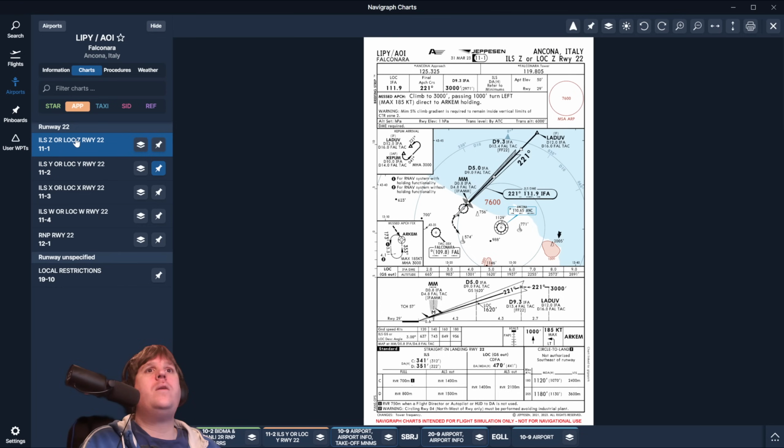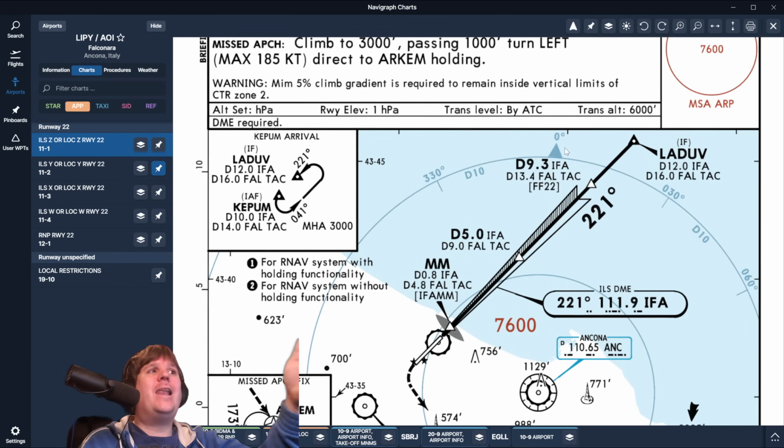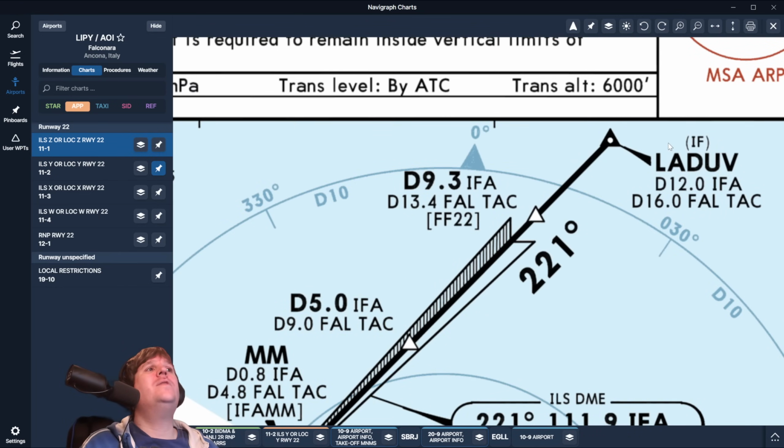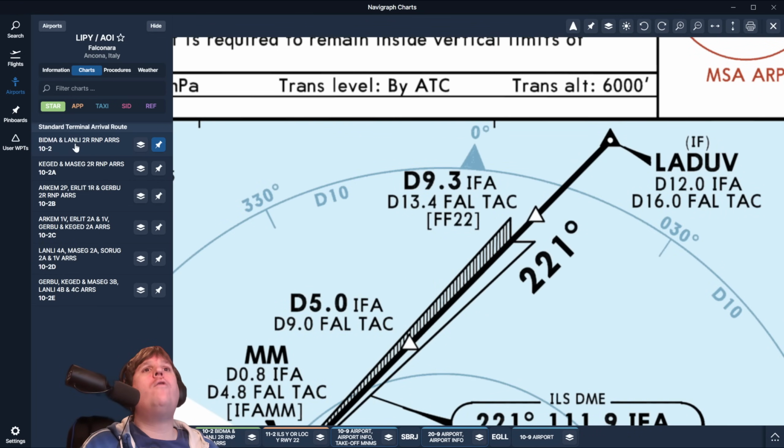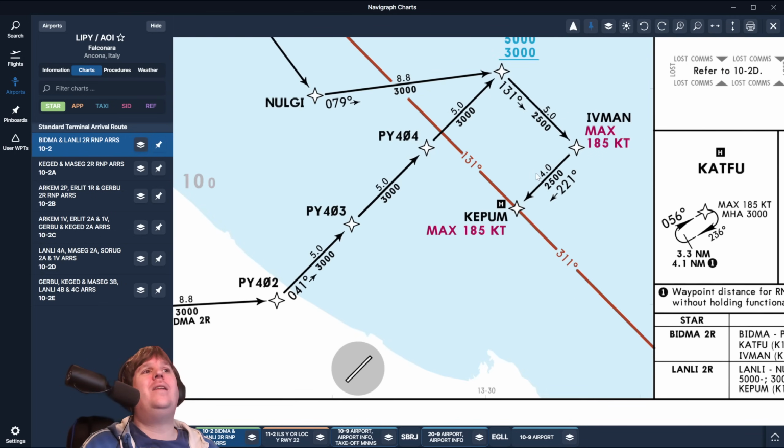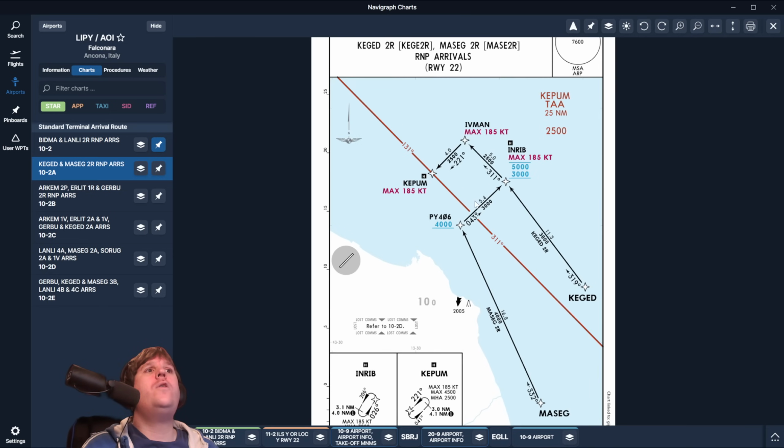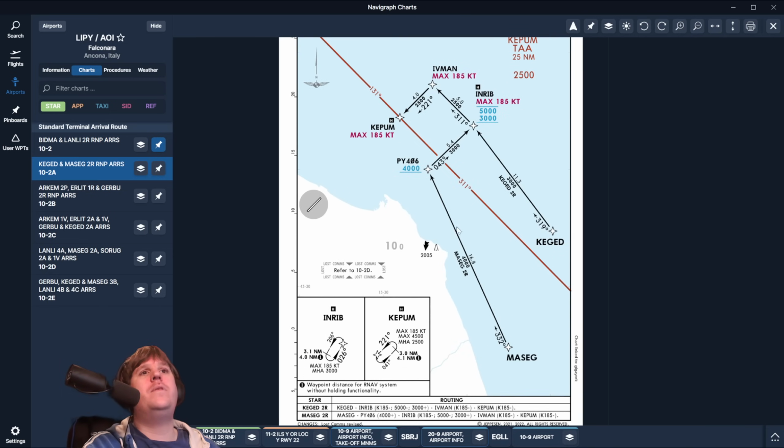Again, if you come back to the approach, ILS Zulu, Ladov just doesn't apply. This here starts at Ladov. Our arrival doesn't mention Ladov at all. If we come over here, let's try this one. This one's also to Kepham, but from the southeast. So again, it would be the same again. We would follow this, and then at Kepham, jump over to the same approach.